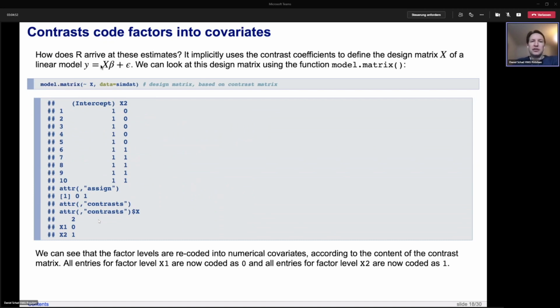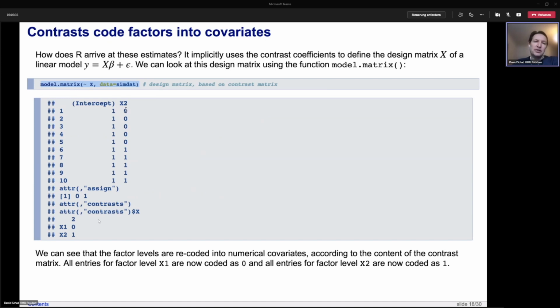And now let's look at how this looks. So how does R arrive at these estimates? It implicitly uses the contrast coefficients to define a design matrix X of the linear model. We had seen the linear model is characterized by this equation y equals X beta plus epsilon. And now we can look at what this X matrix looks like. In R, we can do that using this model matrix function. So model matrix, and we have to give it some data frame, and now we say we have this factor x. This design matrix automatically adds this column of 1s here, and that makes sure that we get an estimate for the intercept.